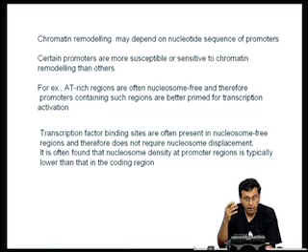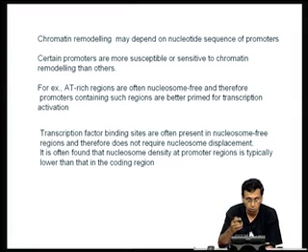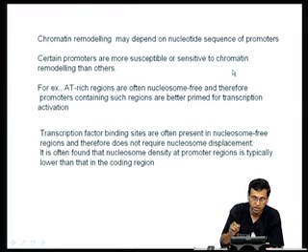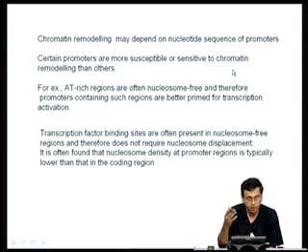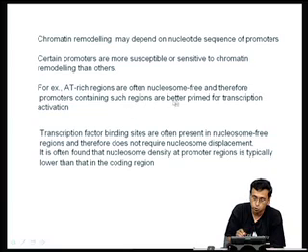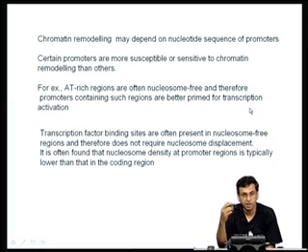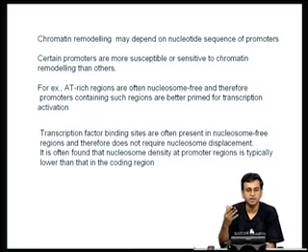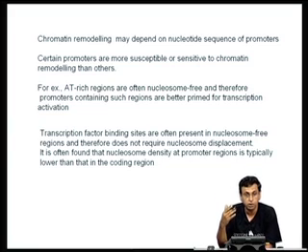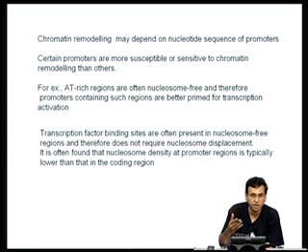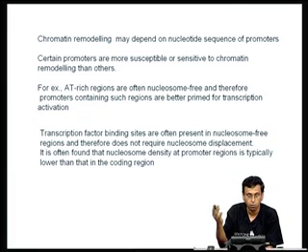The chromatin remodeling may also depend upon the nucleotide sequence of a particular promoter, and certain promoters are more susceptible or sensitive to chromatin remodeling than other promoters. The best example that I can give you is that certain AT rich regions are often nucleosome free, and therefore promoters containing such AT regions are better primed for transcription activation. So, certain promoter regions or nucleotide sequences may be more amenable to chromatin remodeling than others.